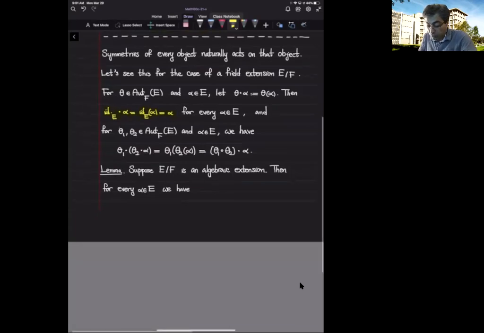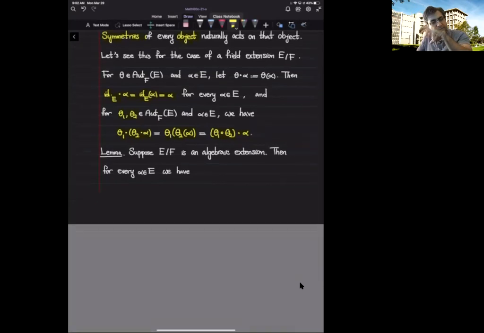And when I give you two automorphisms, theta2 dot alpha means theta2 applied to alpha. Then when I apply theta1 to this element, this means theta1 applied to theta2 alpha. It is the composite of theta1 and theta2, and that's exactly how this element acts on alpha. So it is indeed a group action, and this is quite general. This is true for symmetries of any object. It doesn't have to be a field extension. It's about symmetries of any object, so that group of symmetries acts naturally on that object.